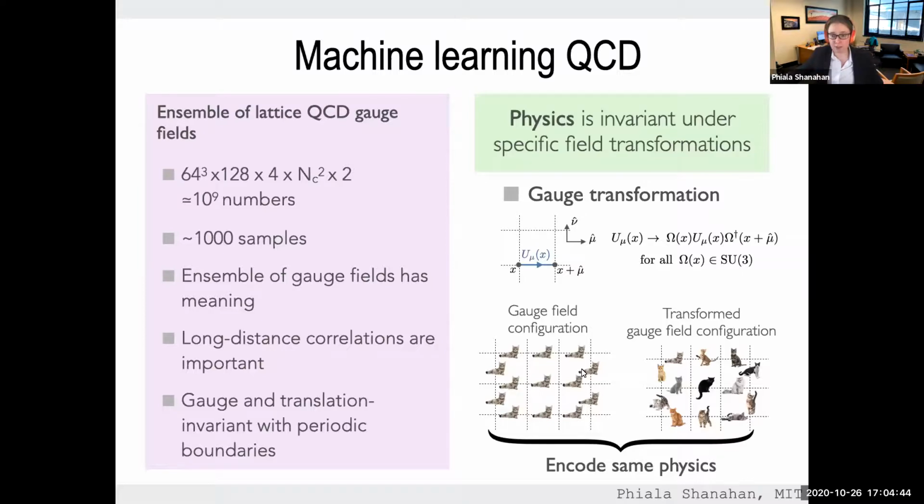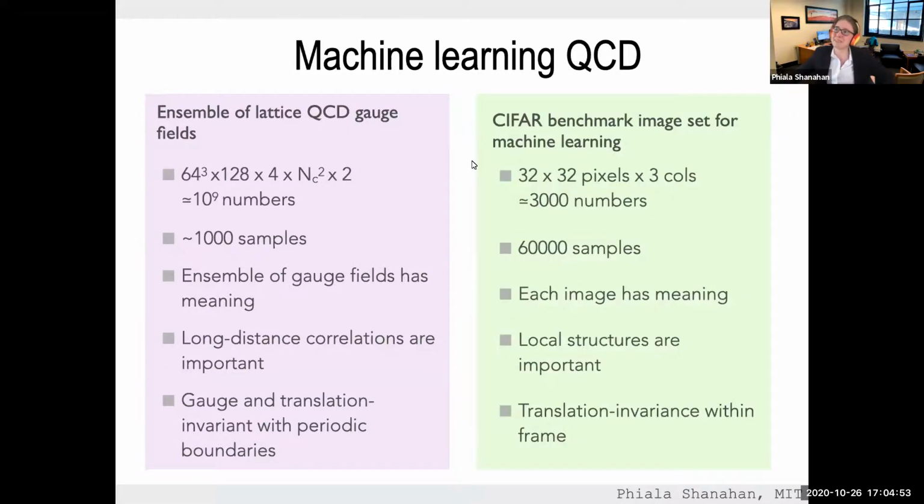And again, physics is invariant under this complicated transformation. Again, a symmetry that images, of course, don't have. So if we compare an ensemble of lattice gauge fields to a benchmark image set for machine learning, we see some very significant differences that make this challenging.